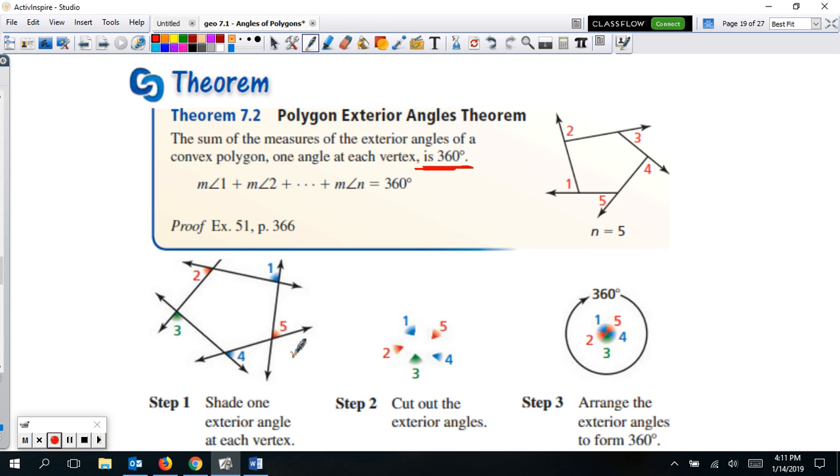Okay? Interior angles are different depending on each polygon. Each different polygon is going to have a different measure for the interior ones. But the exterior angles are always going to be 360 no matter what polygon it is. So that's something to keep in mind and remember.